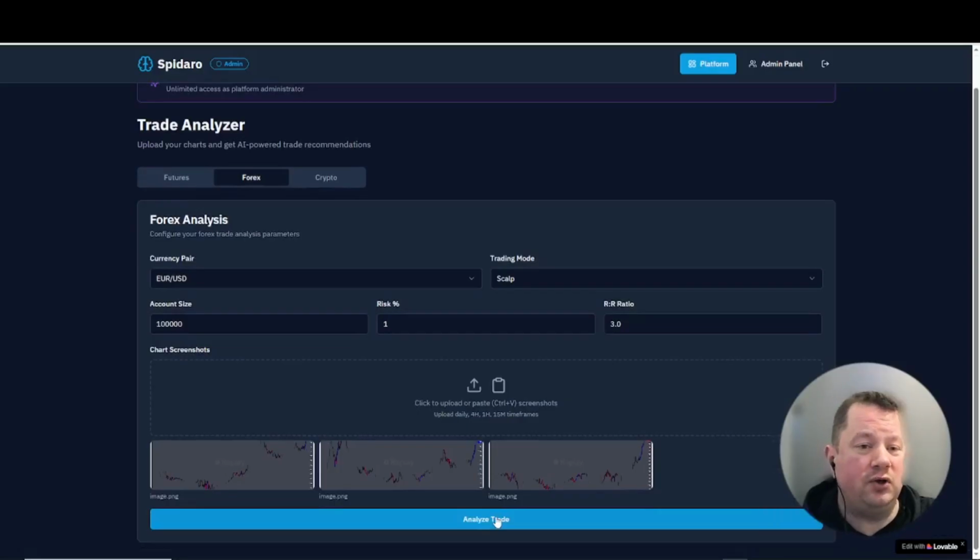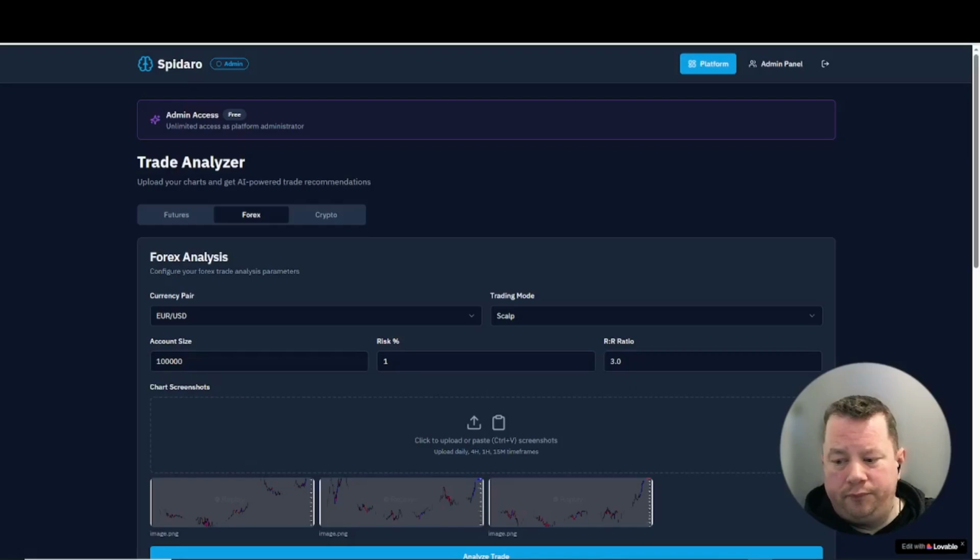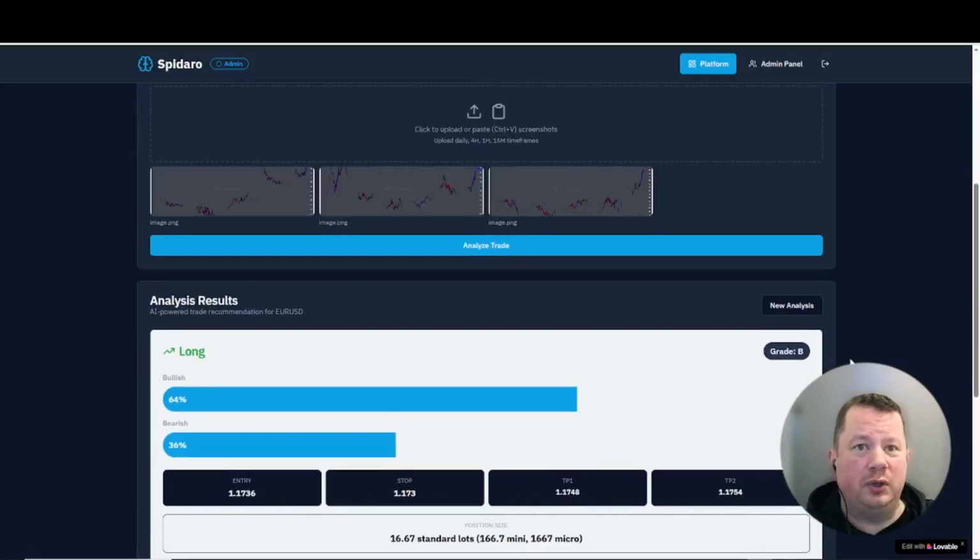Now, I'm running this on a test server at the moment, so it's a little bit slower. So it takes about 30 to 45 seconds to do the analysis. Once I move this onto a live server, it will be a hell of a lot quicker. So I'm going to just pause the recording now and then come back once it's giving the analysis. You can see now it's starting to analyze the patterns. We'll be back in a second. Okay, so we are back. Spidaro has done its analysis, so let's have a quick look and see what it's doing.